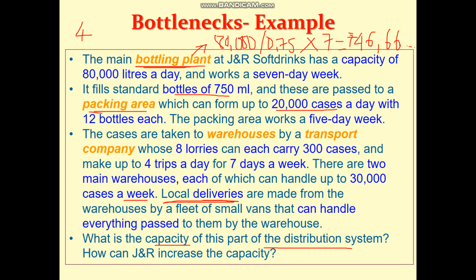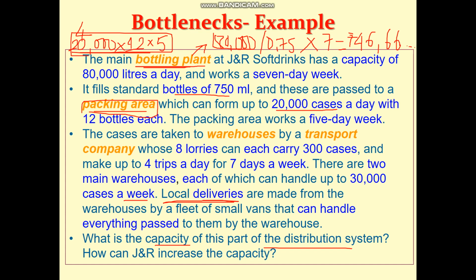We move to the next area, that is a packing area. So in packing area, they can form 20,000 cases. So I have 20,000 cases, and one case is 12 bottle, right? So multiply by 12. And they work 5 days per week, so multiply by 5. I will have the total of bottle the packing area can handle. So this is for the bottling plant, and this is for packing area.